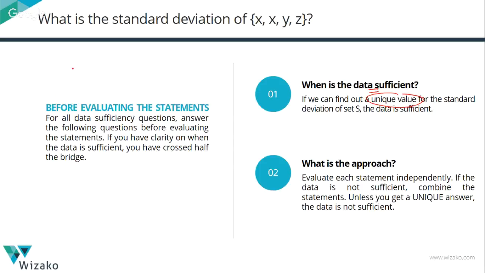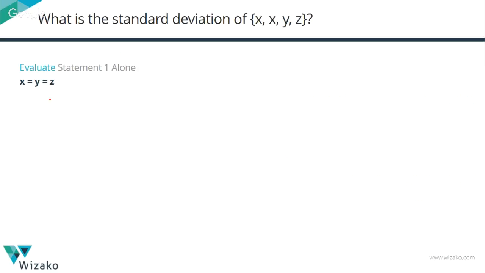You should be able to say the standard deviation of these four numbers is equal to 1.8, is equal to root 92, is equal to 0. Come up with any one unique value, the data is sufficient. Let's start with each of these statements independently. Statement 1 says x equals y equals z.